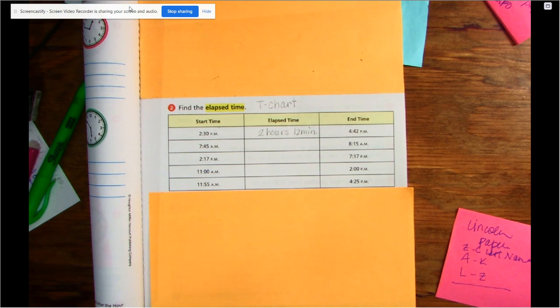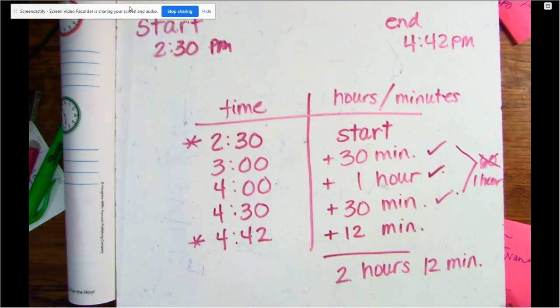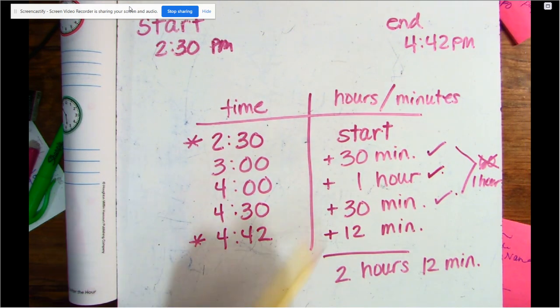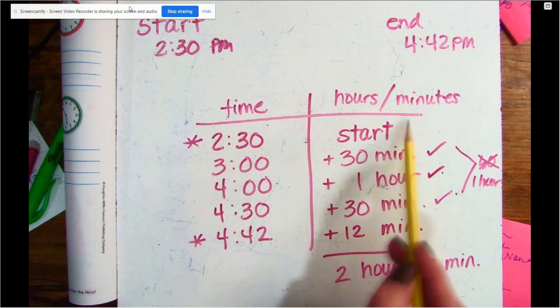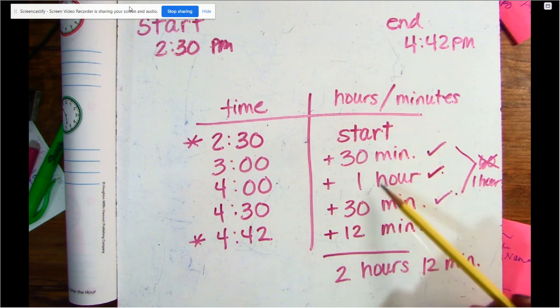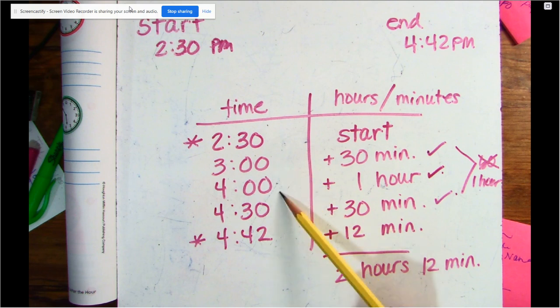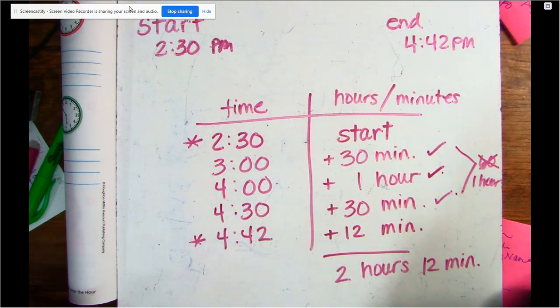Okay, let's do a couple more. Pause the video if you need to copy this down, because you're going to need a model, an example that shows you how to solve elapsed time using that T chart, right? We always start with our start and end time, and we just add time until we get to where we need, okay? This was a half an hour. Here's an hour. Here's another half an hour. And then I have to count by ones. 12 more extra minutes, okay? I'm going to erase that, and we're going to work on the next one on our chart.